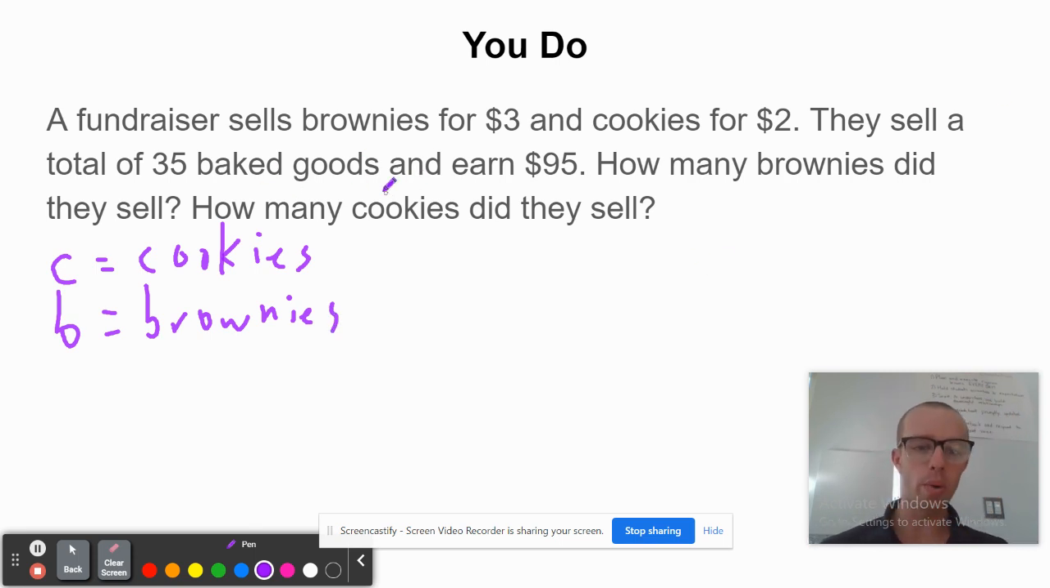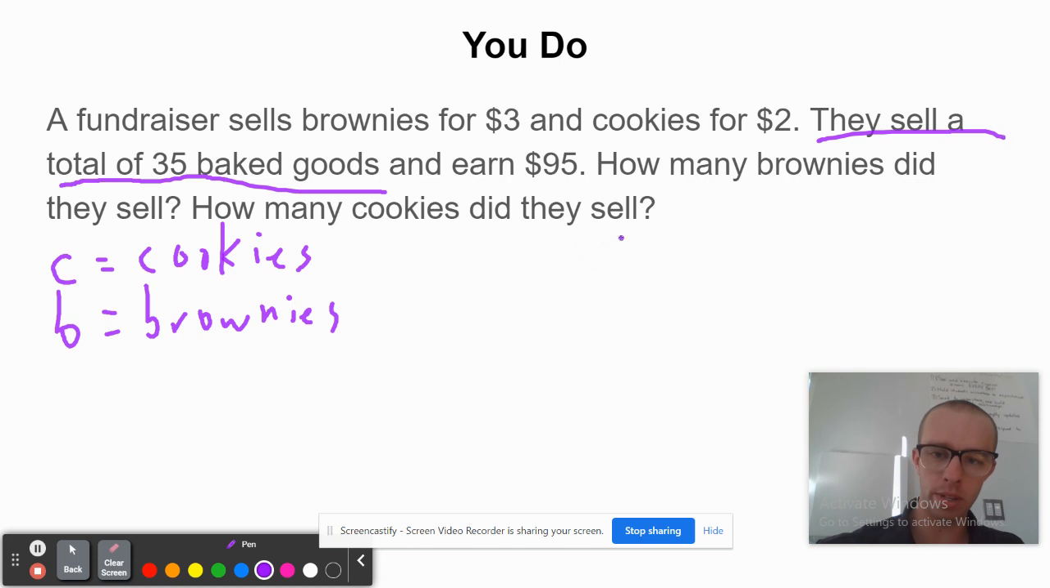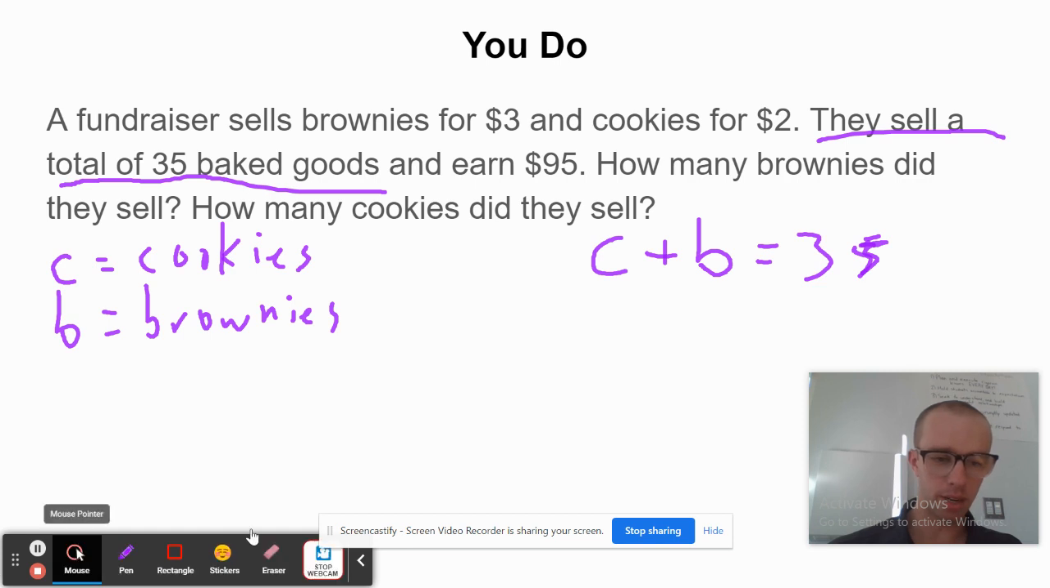They sell a total of 35 baked goods. So I can write an equation with that saying, well, the amount of cookies plus the amount of brownies is equal to 35 because they're only selling cookies and brownies. Sorry, I got to erase that 5 and make it a little better.